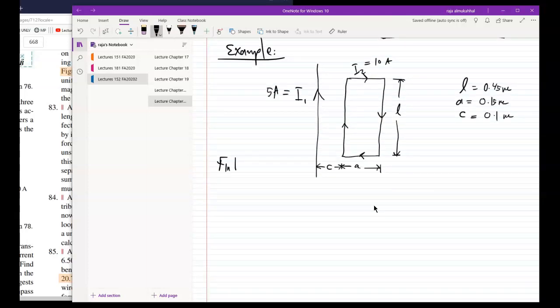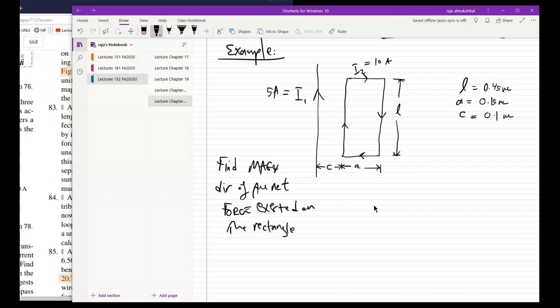Okay? The question is, here's the question. Find the magnitude and direction of the net force exerted on the rectangular loop by the magnetic field of the straight current carrying wire.